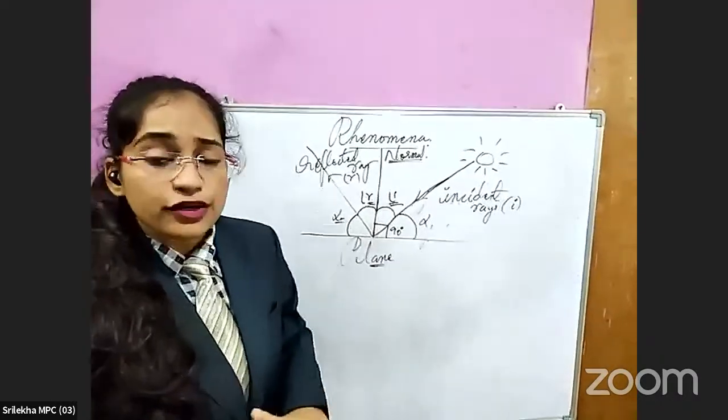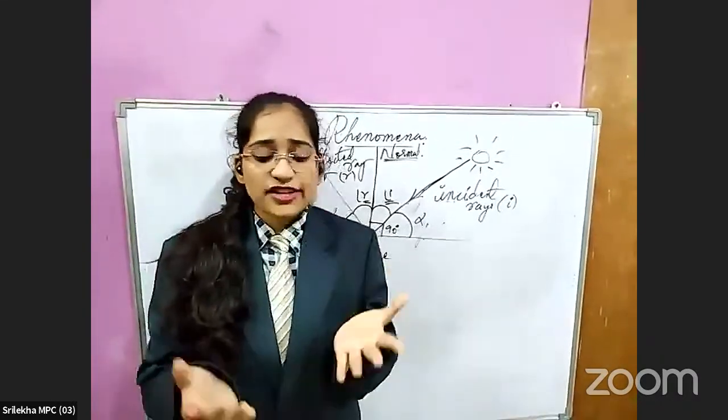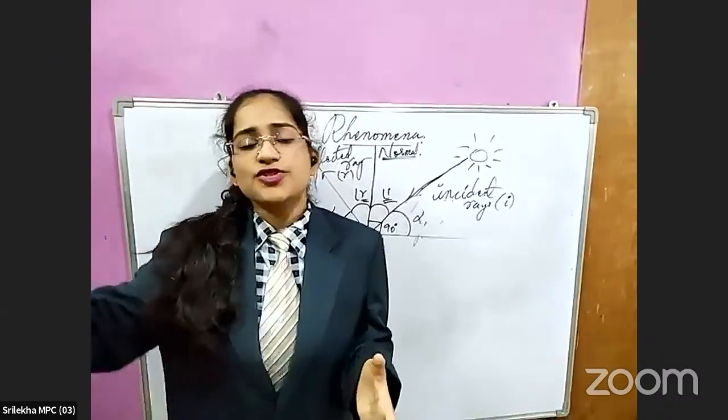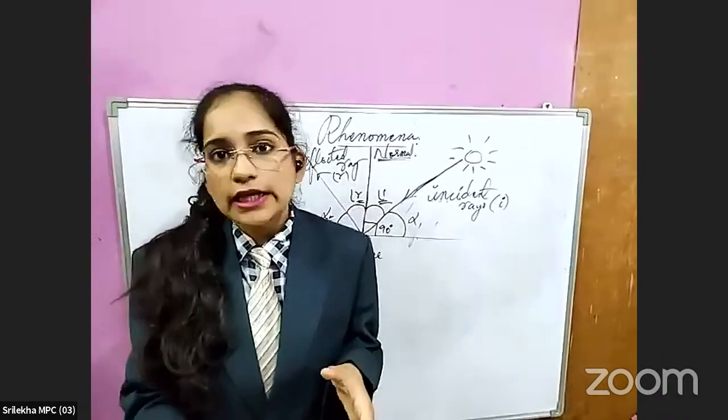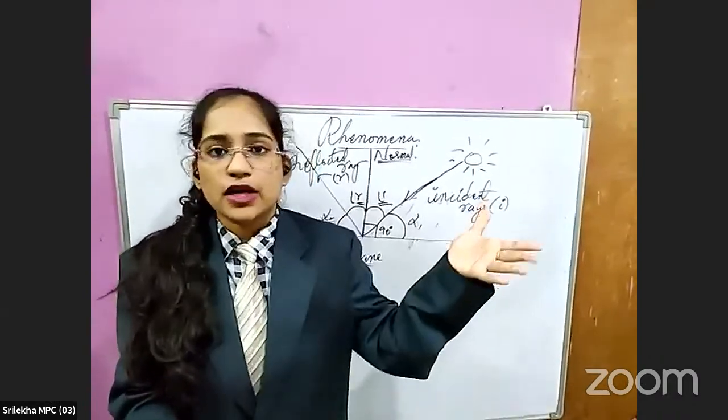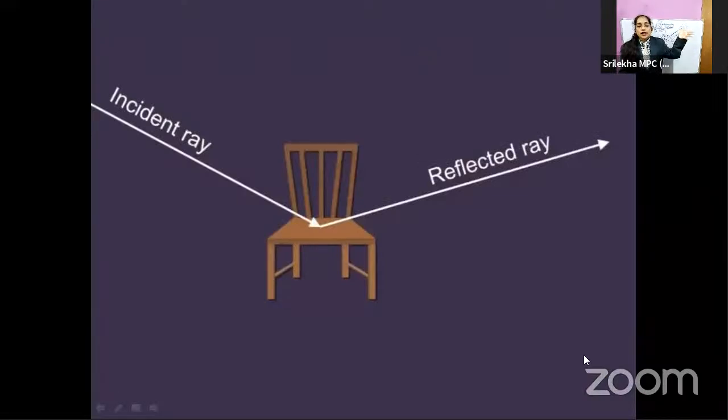As you can observe in the figure, this is the last picture. There is a chair there, and the light rays from the source first will be incident on the chair. Once they are incident, they definitely get reflected from the surface of this chair, and then these reflected rays strike our retina so that we can look at things around us. So this is the phenomenon of reflection.